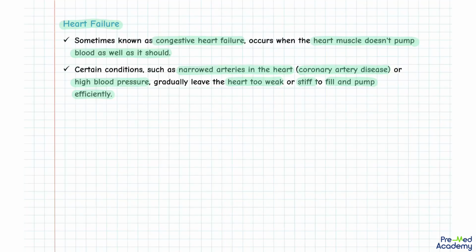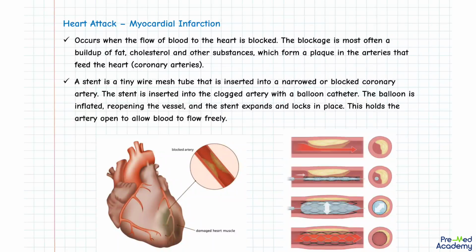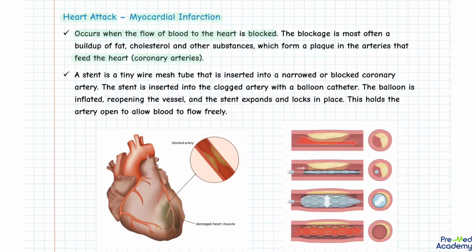Any of these conditions weakens the heart muscle or makes it too stiff, so it cannot contract efficiently and pump enough blood. The last disease of the heart we will discuss is commonly known as a heart attack. The formal medical name is myocardial infarction. This occurs when the flow of blood to the heart muscles is blocked. The heart muscles are fed with blood through several arteries, known as the coronary arteries. You can see them on the diagram around the heart. They are sometimes blocked because of buildup of fat, cholesterol, and other substances, which form a plaque in the arteries. You can see that on the diagram as the artery gradually becomes clogged.